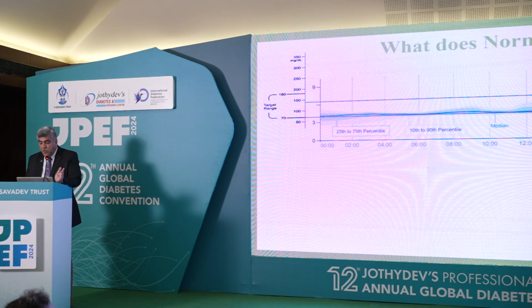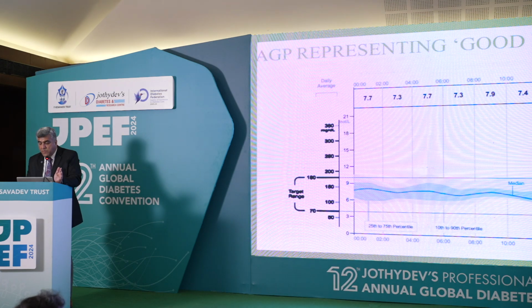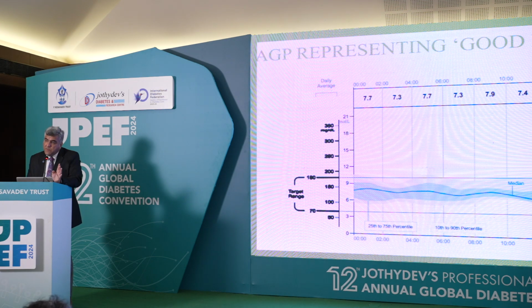So this is what normal would look like, right? And then you have what would be a good control in diabetes. This would be good. It's largely within your 70 to 180. You're not seeing too much inter-day variability or intra-day variability. And that's another important aspect. What is inter-day variability? How the sugars are changing from day to day.